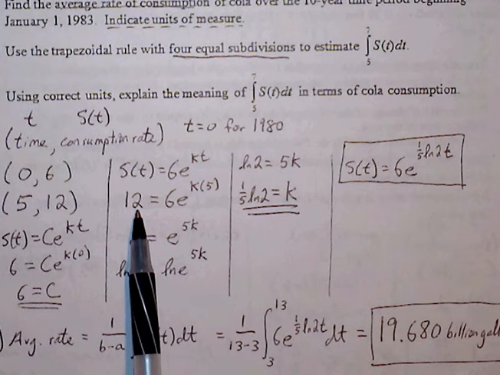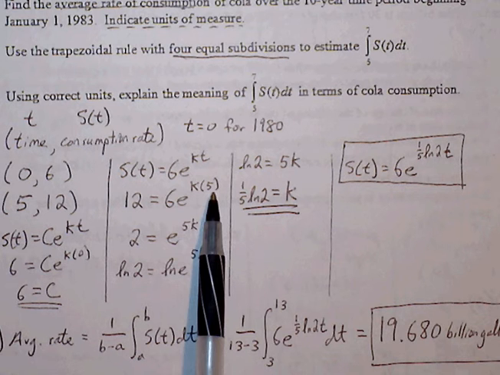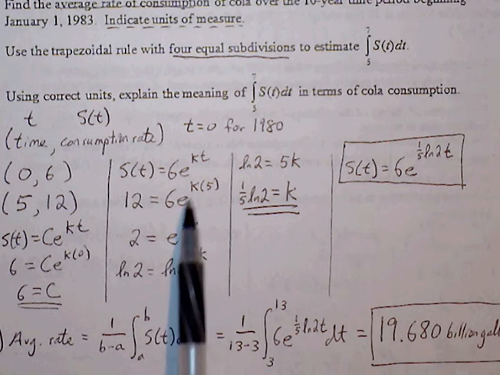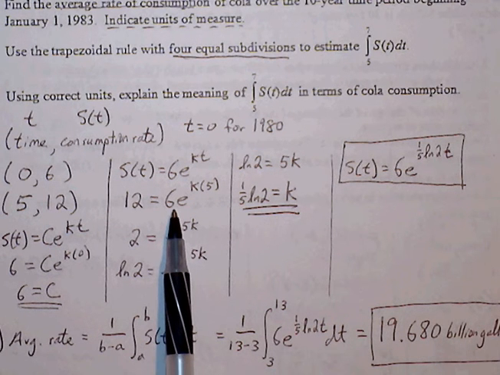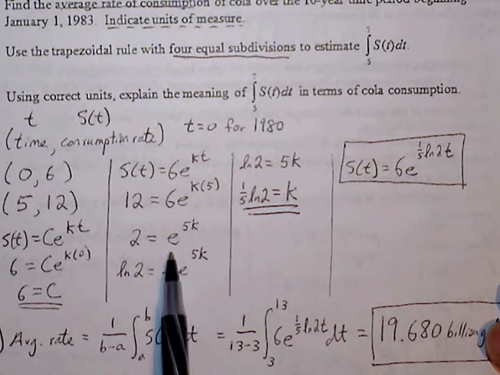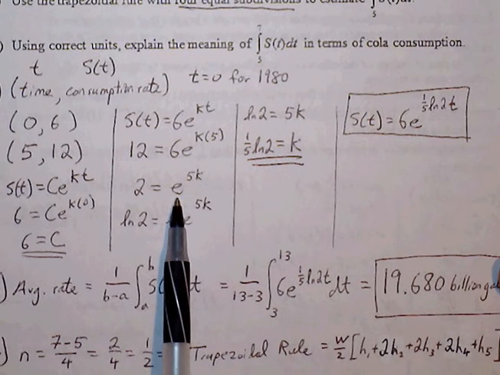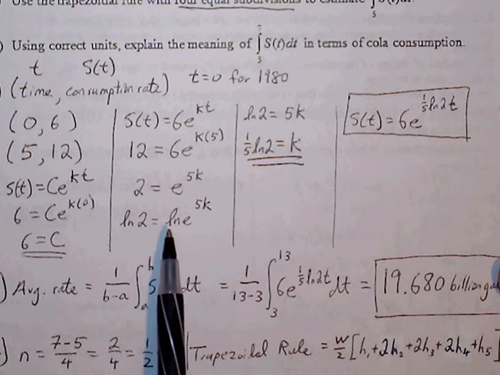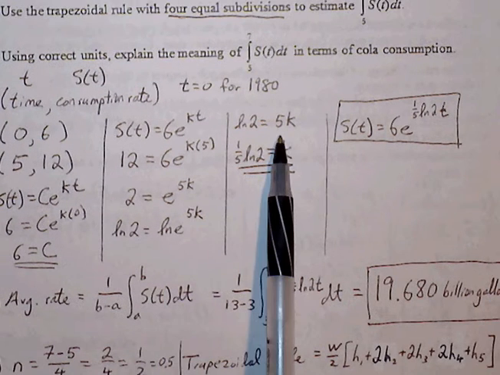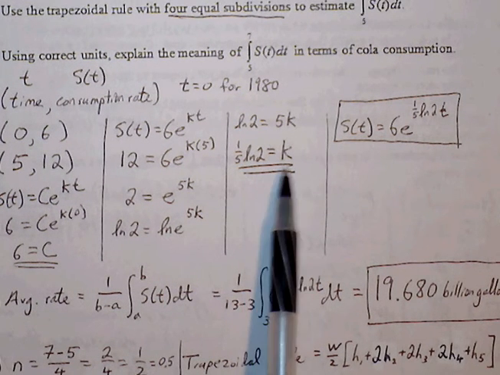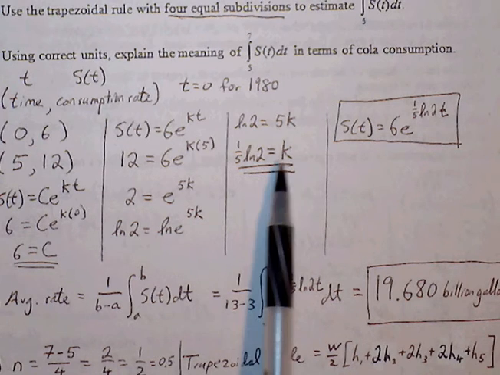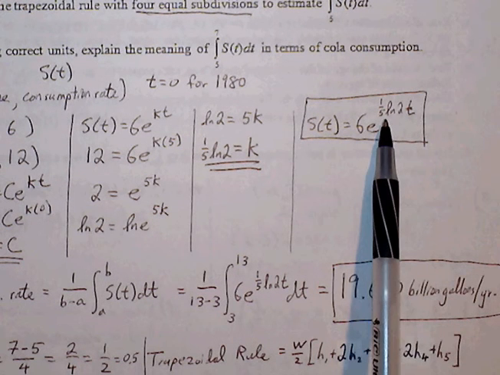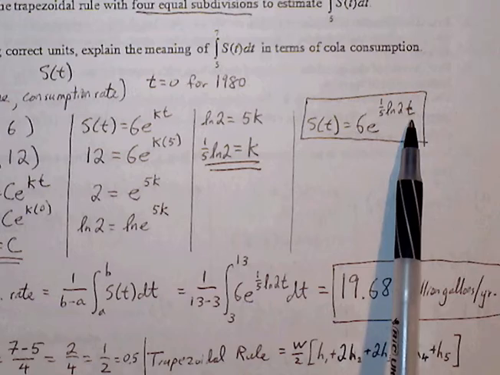So 12 goes in for S, and 5 goes in for t. Then 6e to the k times 5 is equal to 12. We want to solve for k, but first we want to move things to the other side. Let's move the 6 over. 12 divided by 6 is 2, so 2 is equal to e to the 5k. Take the natural log of both sides, because we want to bring that k down in front. This becomes 5k, so natural log of 2 is equal to 5k. Divide both sides by 5, and we get k is equal to 1/5 natural log of 2. So our specific equation is S of t equals 6e to the (1/5 ln 2) times t.